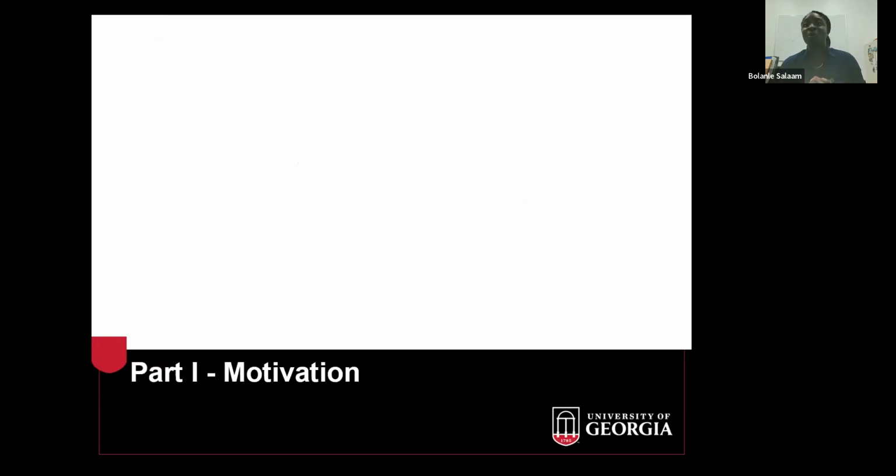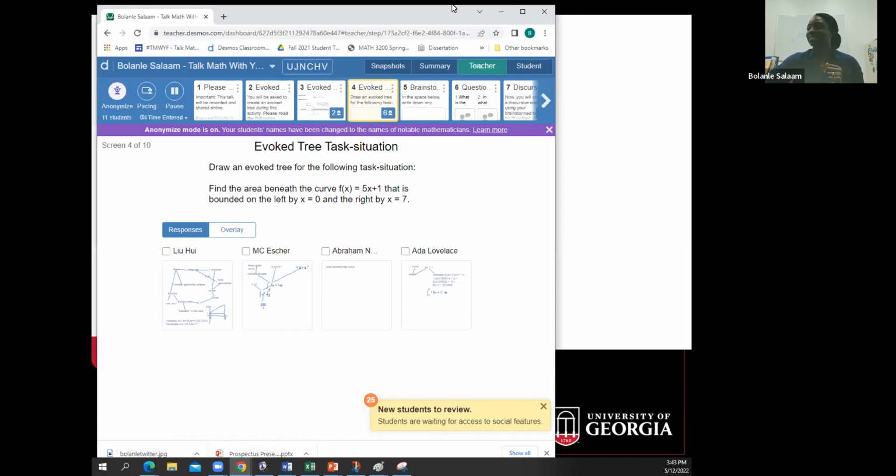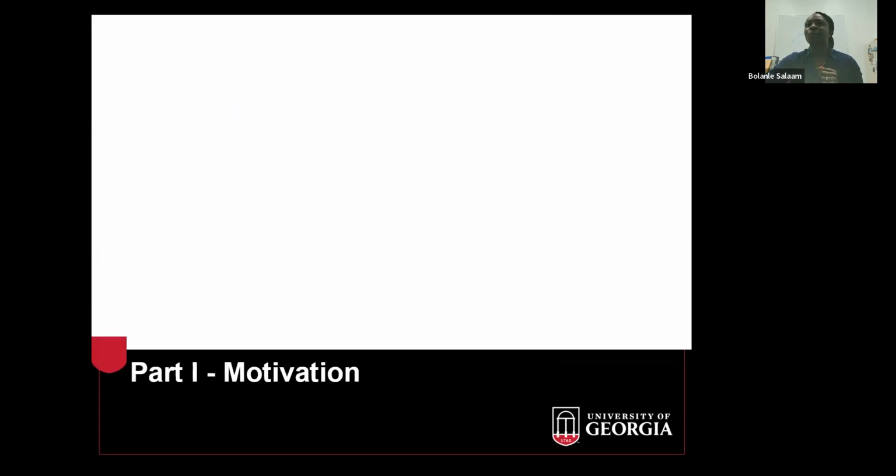Okay, so before we get into the motivational part of this, I want to go ahead and start to look at some of your evoked trees, if I can share them. Okay, so can you guys see this? Yes, okay, awesome. So I have it anonymized. So I'm going to click on this one person.